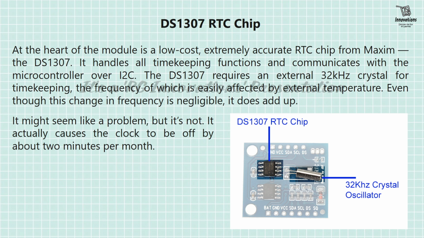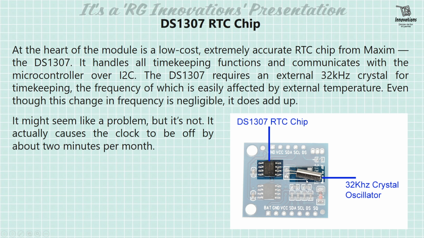The DS1307 requires an external 32 kHz crystal for timekeeping. This is the 32 kHz crystal, the frequency of which is easily affected by external temperature. Even though these changes in frequency are negligible, they do add up. It might seem like a problem, but it's not. It actually causes the clock to be off by about 2 minutes per month.